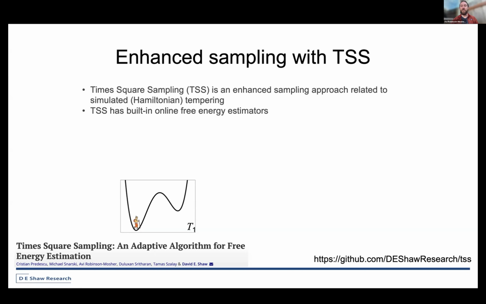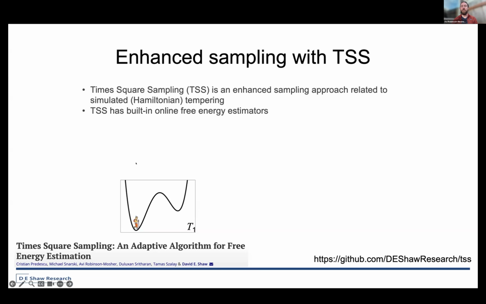So it has built-in online free energy estimators. Usually when you're doing various kinds of enhanced sampling, like simulated tempering, you need to find some way to pre-estimate the enhanced sampling at each, say, temperature or Hamiltonian that you're working with. Time-square sampling does this online automatically for you.